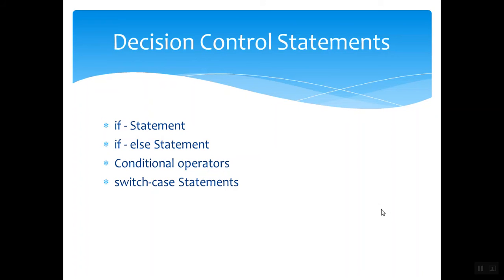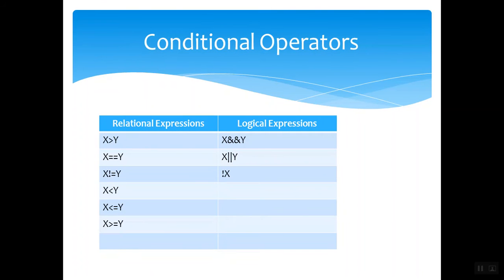So there are three ways we can write these decision control statements. We can use the if statement, we can use the if else statement, we can use the conditional operator, and we can also implement switch case statements. So how does this happen in these cases? We need to give the expressions. If those expressions get satisfied, the statements after those will get executed.